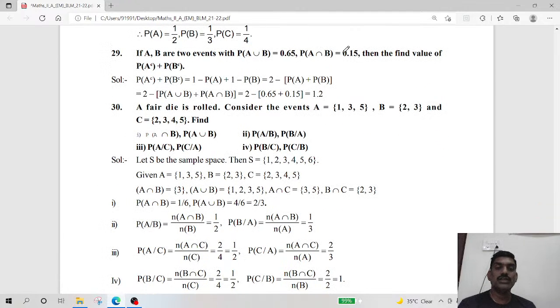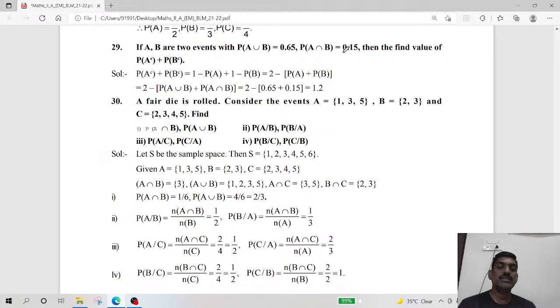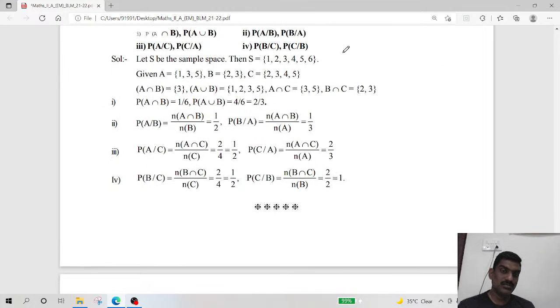If a fair die is rolled, consider the events A is equal to 1, 3, 5, B is equal to 2, 3, C is equal to 2, 3, 4, 5. P of A and B, P of A or B. Yeah, calculate everything here. What conditional probability is there? Yes.